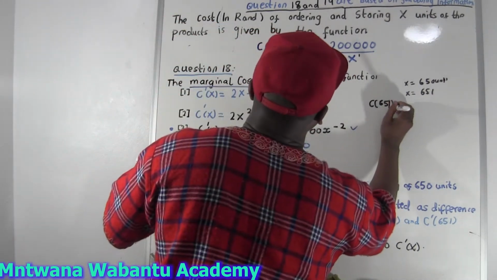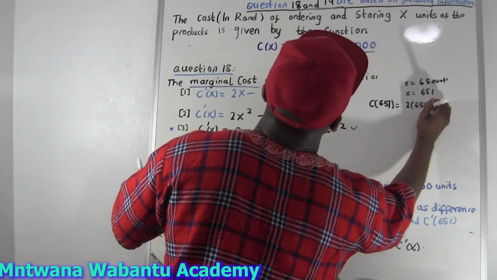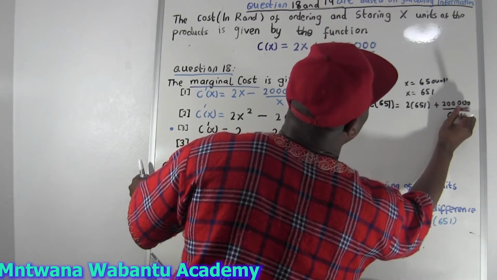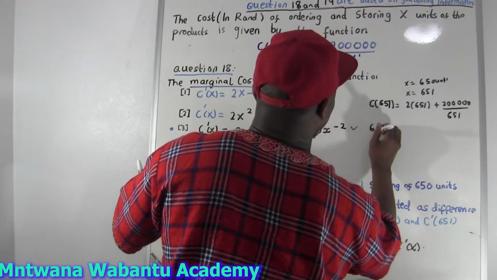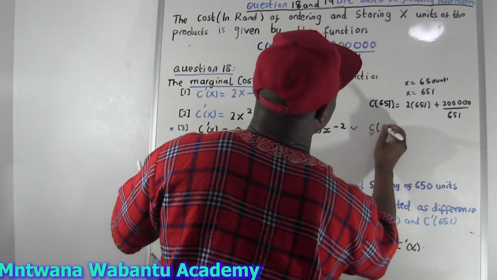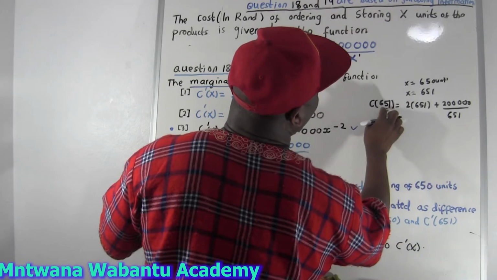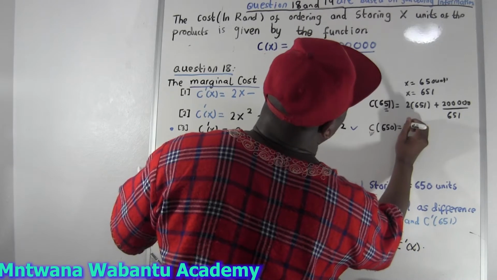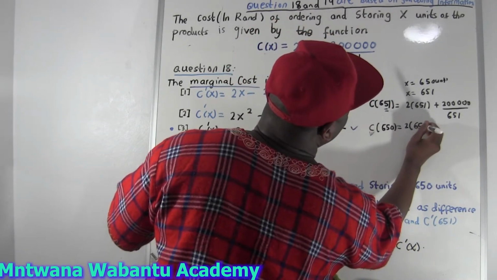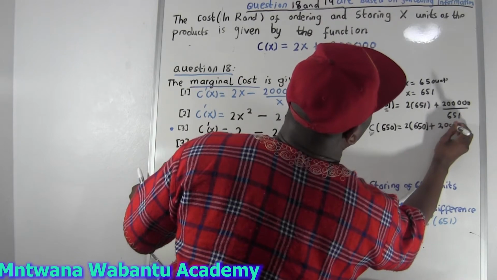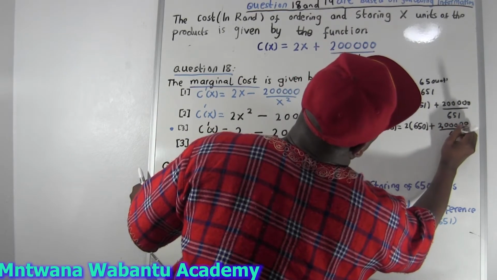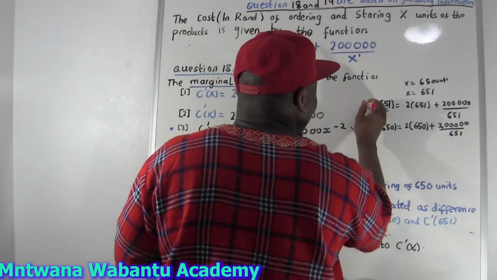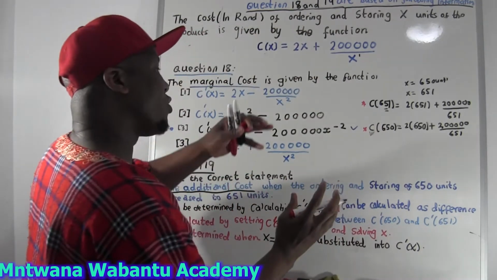So 2 times 651 and then plus 200,000, all over 651 units. And then we also need to get the unit of 650. We know this is going to cost more because you take more units. Now this will be for 650: 2 times 650 and then plus 1, 2, 3, 4, 5. So we're going to plug this in the calculator and get the answer, and then get this one.